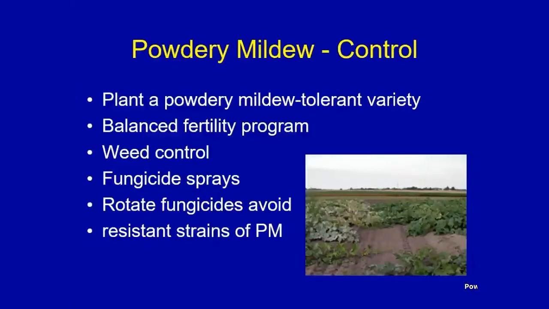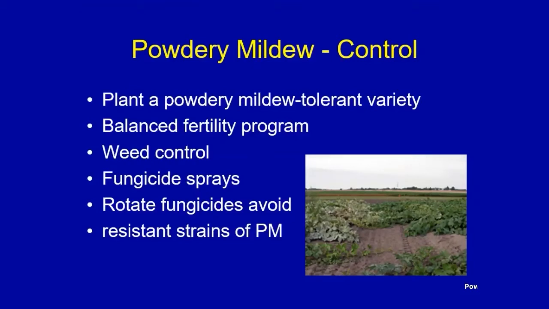So for powdery mildew, the best control would be a powdery mildew tolerant or resistant variety. I worked with these about 20 years ago now, but these varieties do work quite well. Occasionally you do have to supplement them with a fungicide, especially when conditions really favor mildew, and of course you might have other diseases showing up. You want a balanced fertility program. You don't want to overdo the nitrogen. Good weed control, especially around the field. And even in the field, to reduce humidity, you want good airflow. And then fungicide sprays are available.